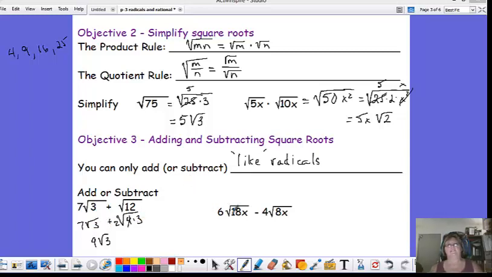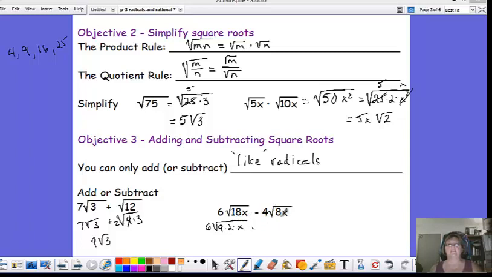You can only add when you have exactly the same thing under the radical. All right, let's see if that will work here. Ugh. Looks like we're going to have to do a little bit more work, but we want to think about breaking down that 18 into factors, one of which is a perfect square, and I see that 9 goes into 18, so I'm going to go this route. 6 times the square root of 9 times 2 times x. All right, and I'll leave that for a second.